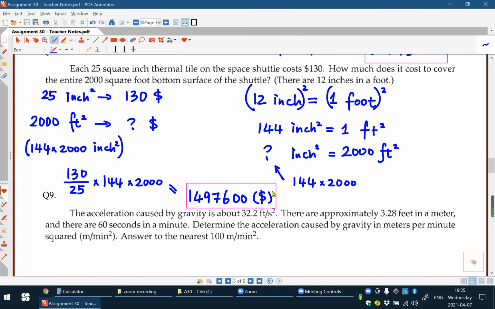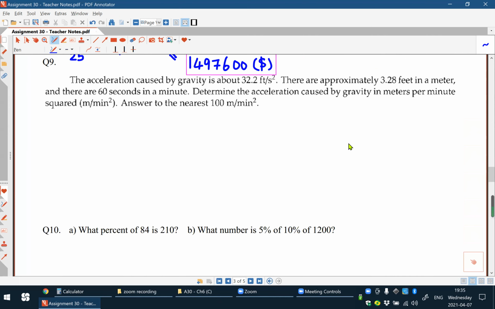No questions? Okay, let's see question 9. The acceleration caused by gravity is about 32.2 feet per second squared. There are approximately 3.28 feet in a meter, and there are 60 seconds in a minute. Determine the acceleration caused by gravity in meters per minute squared. Answer to the nearest 100 meters per minute squared.